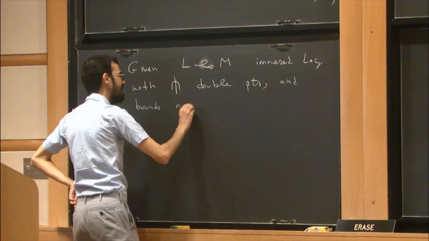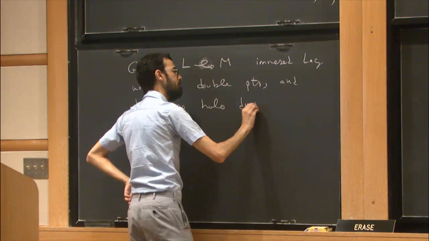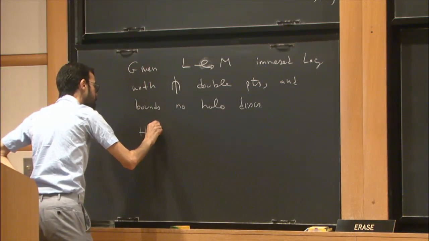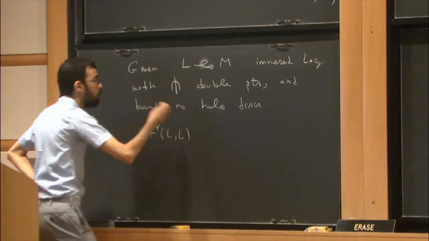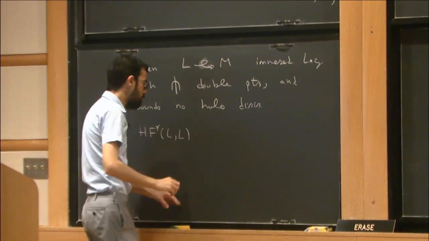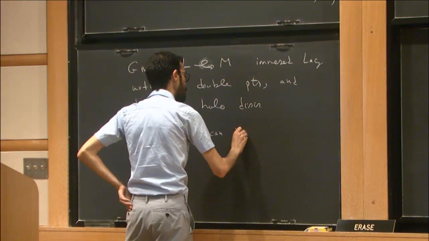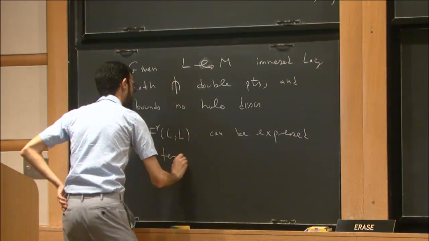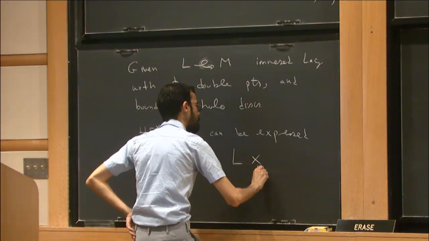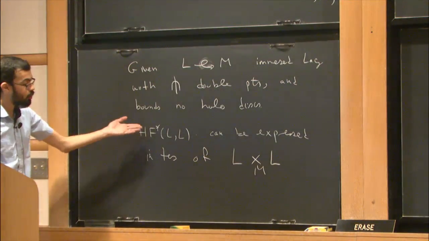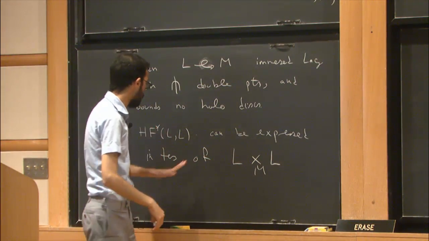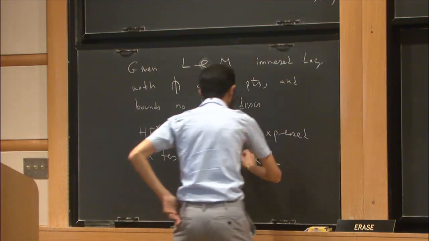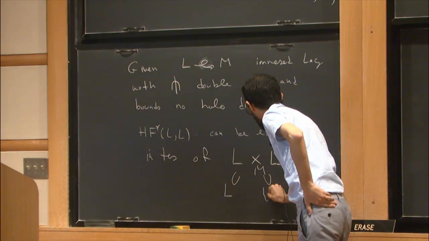And bounds no holomorphic disks for some j, then we should really think of the usual Floer cohomology. Floer cohomology of L can be expressed in terms of the fiber product over M of L. It's basically the cohomology of this space with some degree shift. So let me say a little bit more. Note that inside of this we have L, included as the diagonal, and we also have the double points.